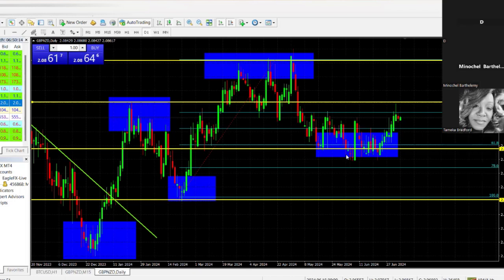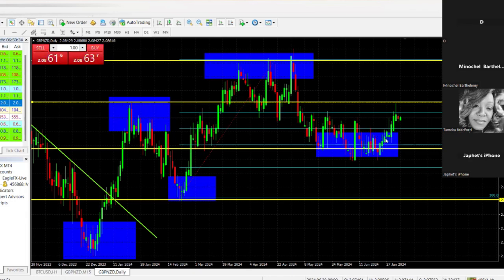Obviously, this was definitely a false breakout, right? It gives you one, two, three. The more touches you have at the 61%, the better it is. It simply means the market is accumulating before it can take off pretty much, right? Gives you one, two, three, four, five, so many touches at the 61%.